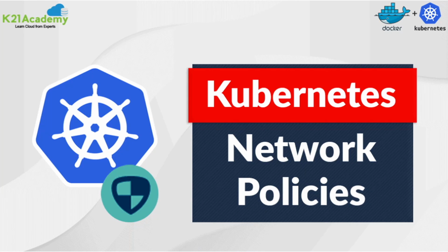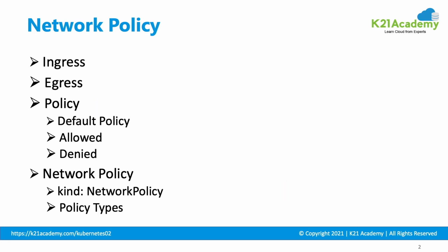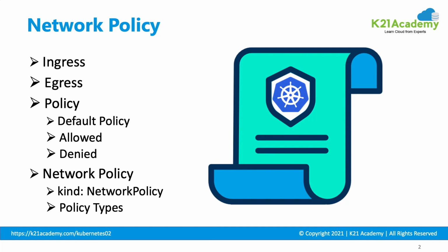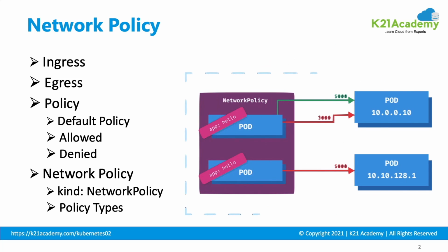Network policies are an application-centric construct which allow you to specify how a pod is allowed to communicate with various network entities over the network. In this video, we will cover ingress traffic, egress traffic, policies, what is the default policy, what is allowed, what is denied, and finally network policy, its kind in Kubernetes and policy types.